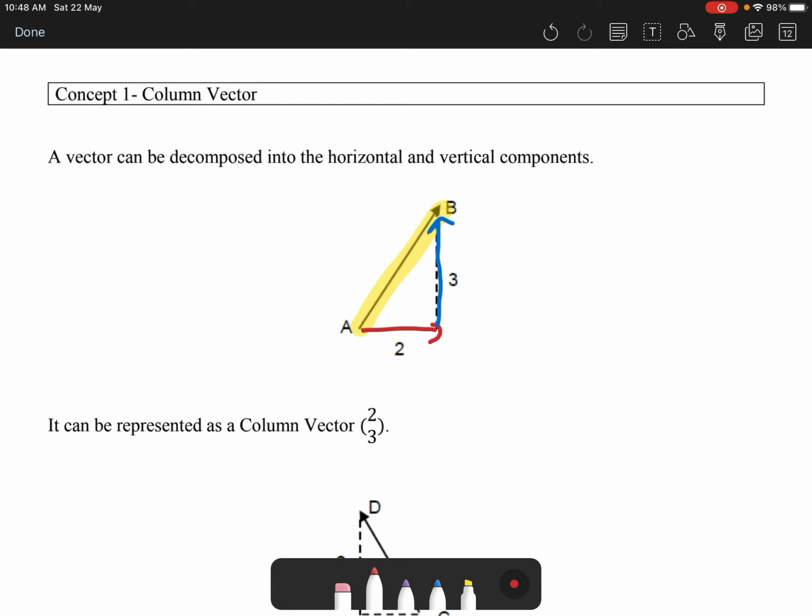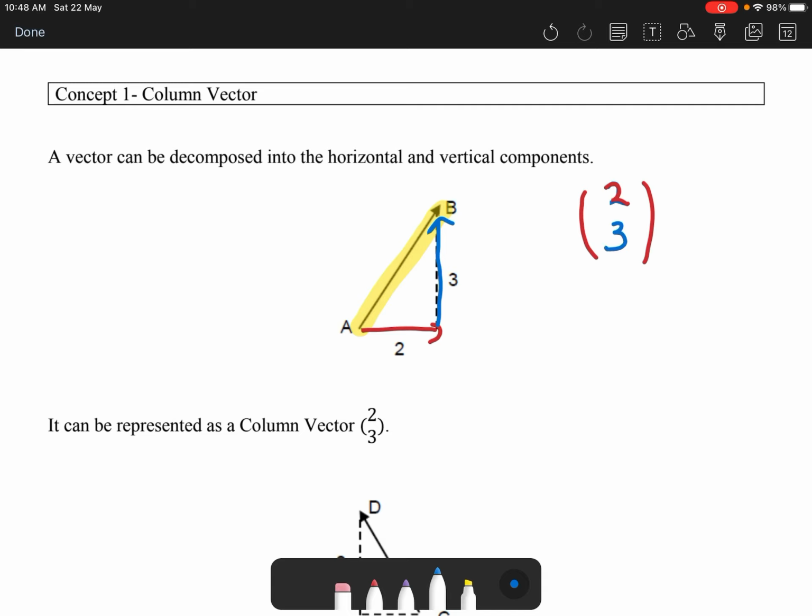Alright? And of course, if I want to represent this arrow in terms of column vector, how should I do this? So of course, we must put a bracket. Then we look at the length of the horizontal arrow. The length of this horizontal arrow is 2. So I must write 2. And the length of the vertical, I write 3. So I just write 2 here and 3.